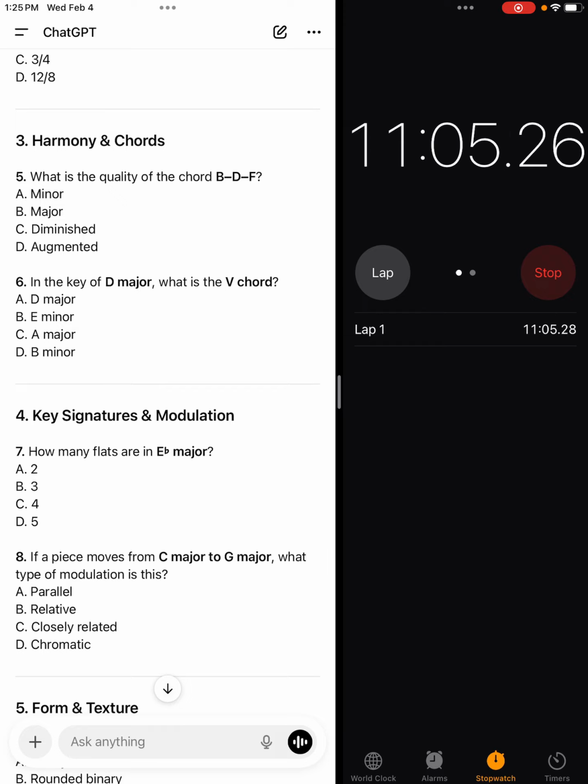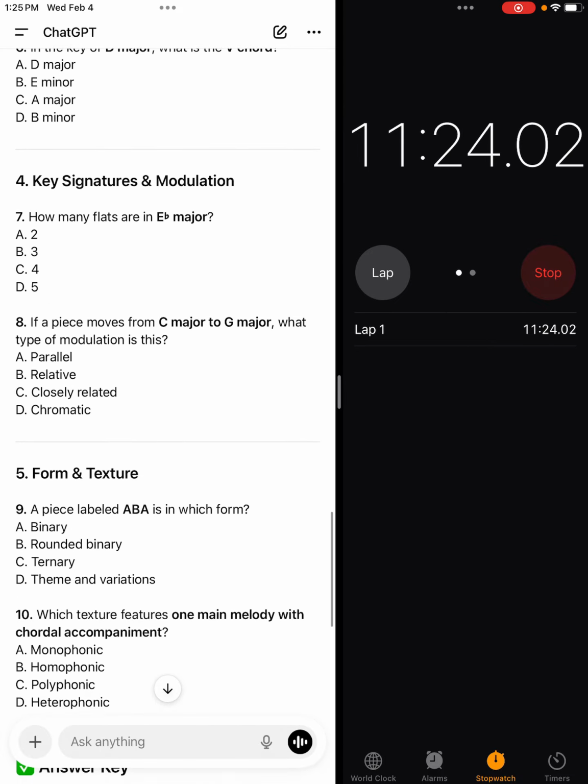In the key of D major, what is the V chord? Dominant is A. How many flats are in E-flat major? Three.